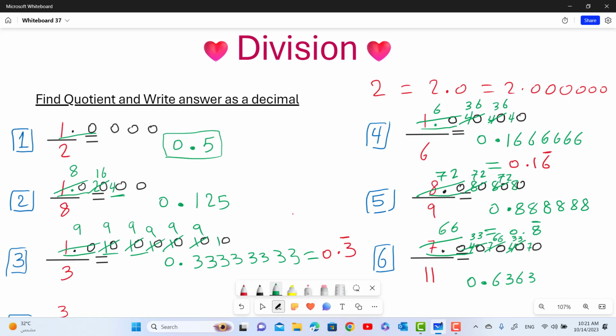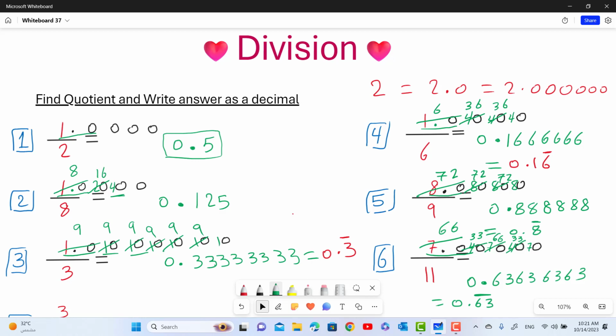70, 40. 70, 40. After 70, the next number will be 40. Then the answer should be a repeated decimal like this: 63, 63, 63. Then the final answer we can write like this, 0.63. And 6 and 3 both are repeated. Then put a dash above both.